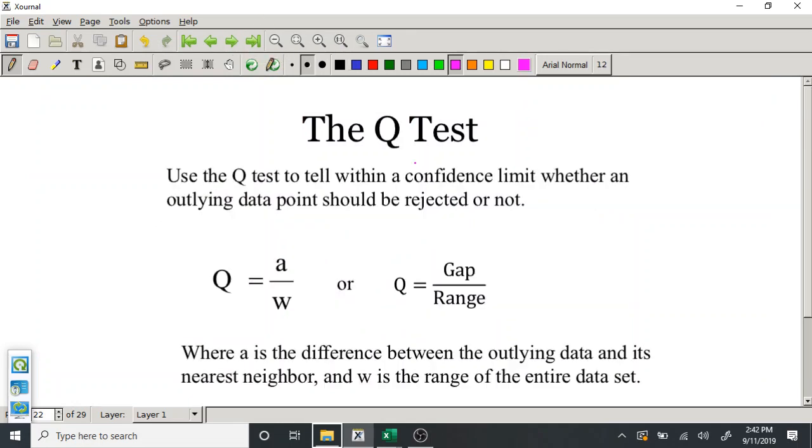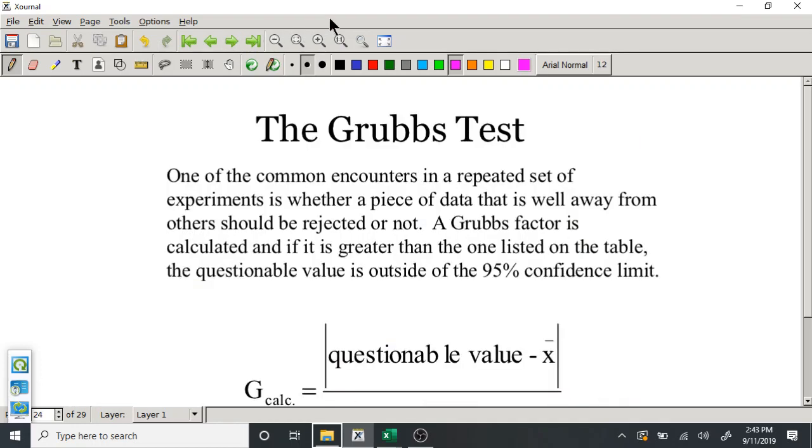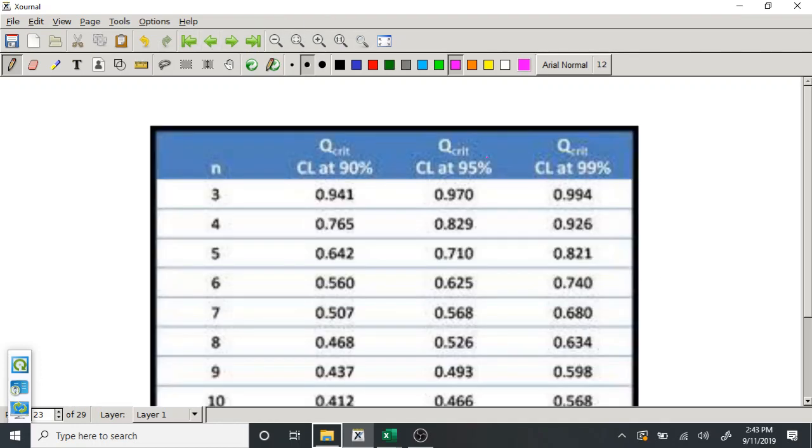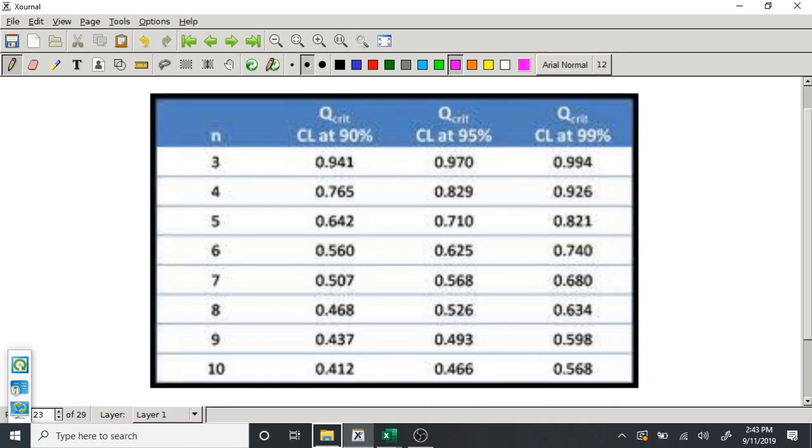This is another. How do we decide if data is an outlier or not? That's what the Q test is. You were asking me about this on Monday. It's a very simple test. Q is defined as gap divided by range. Once you get that Q value, you compare it with tabulated Q values depending on the number of data that you've collected, not degrees of freedom. So note the difference here. This is N, not degrees of freedom.